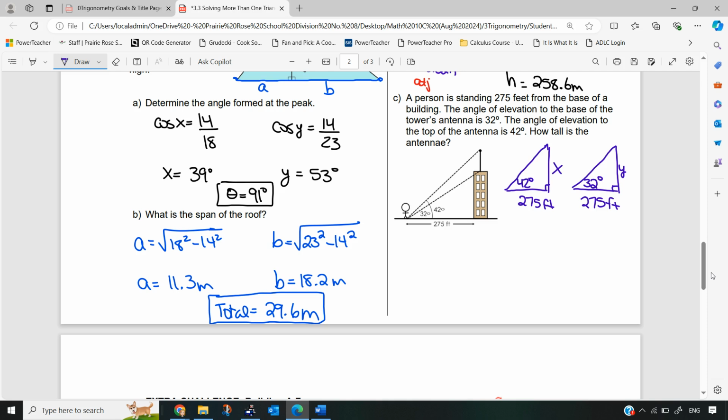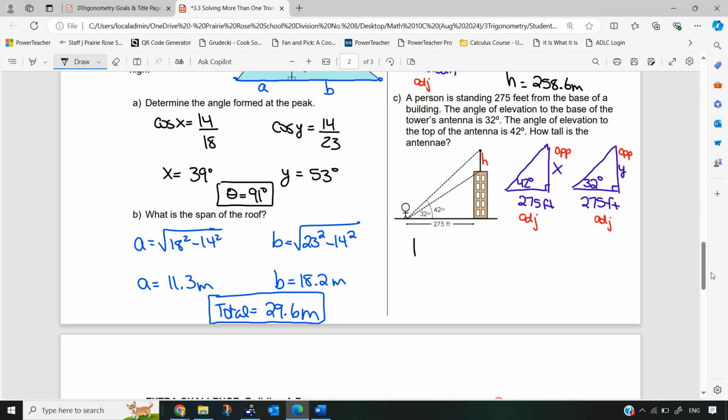Working with overlapping triangles, sometimes it's helpful to redraw our diagrams. So we're looking for x, so that would be our opposite, and we know 275, that's our adjacent. For the other triangle, we have an angle of elevation of 32 degrees. We're looking for y, which is our opposite, and our 275 is adjacent. Once I have those two amounts, then I can subtract to find the height of the antenna.